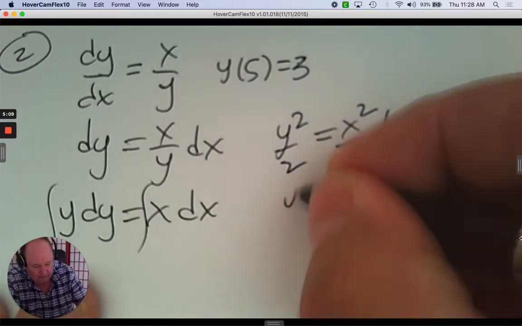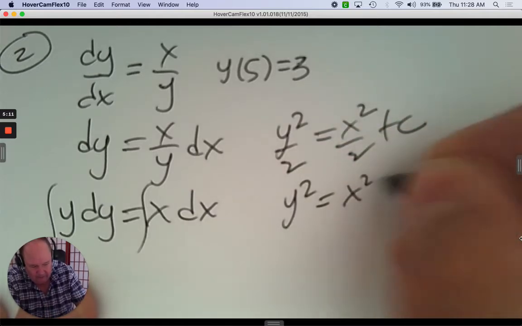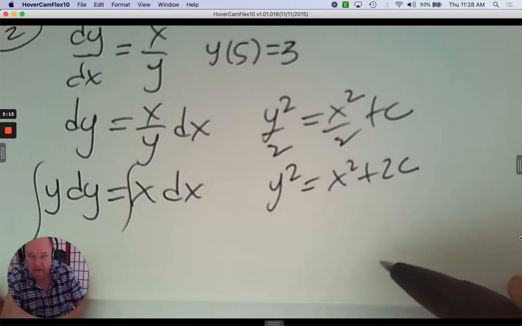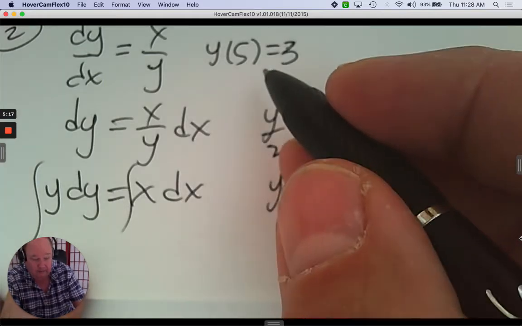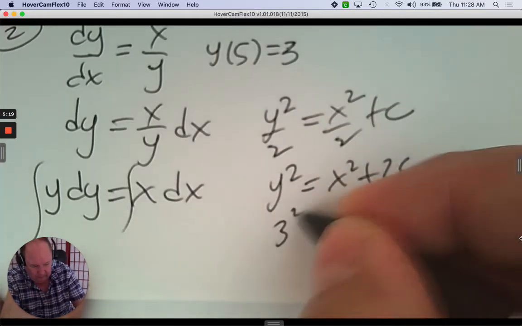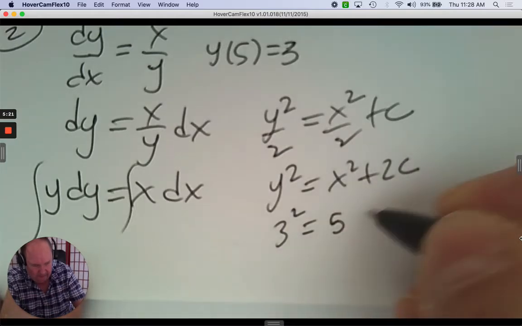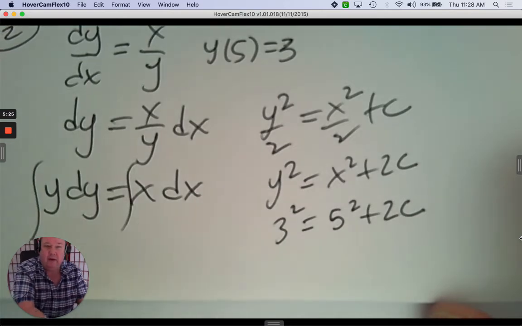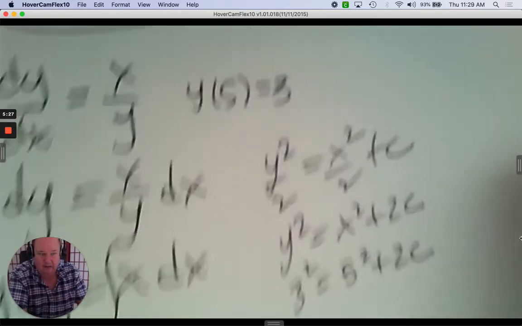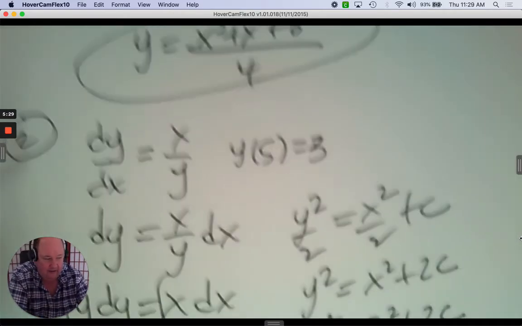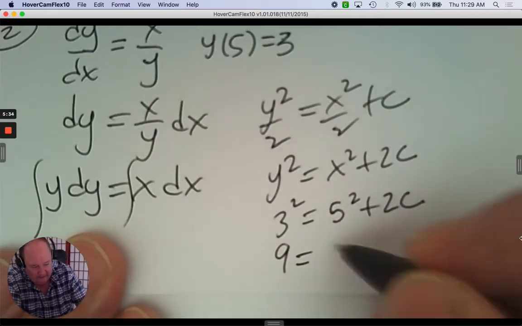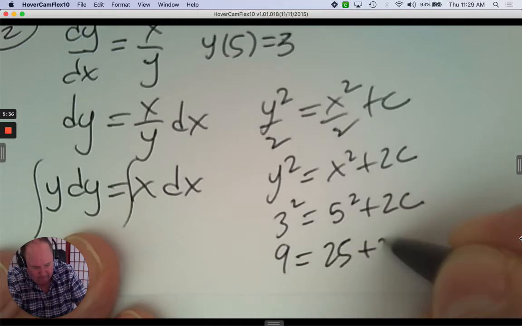I'm going to multiply everything times 2. I'm not going to redefine the variable because it doesn't make things much easier. But I am going to plug in the point. So the y-coordinate is 3. The x-coordinate is 5. And I'm going to solve it. Now the truth is I don't actually need to solve for c. I could just stop at 2c and then that's far enough. So in other words, we have 9, we have 25 plus 2c.